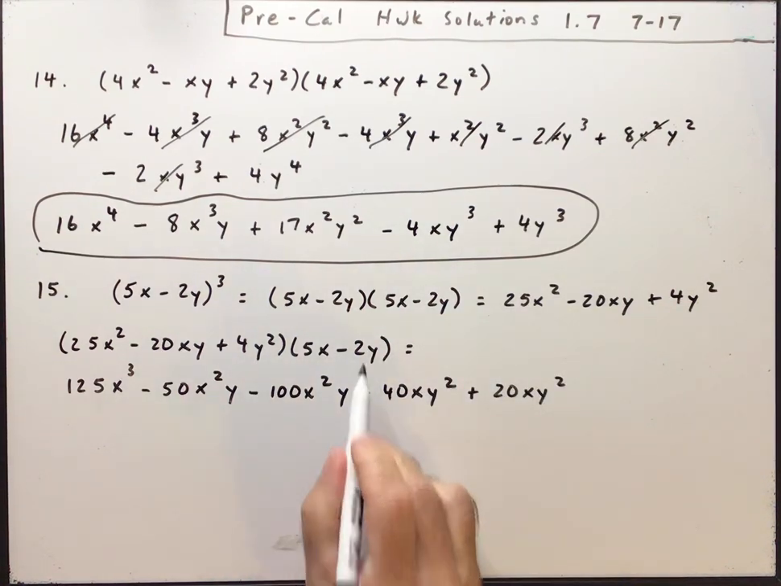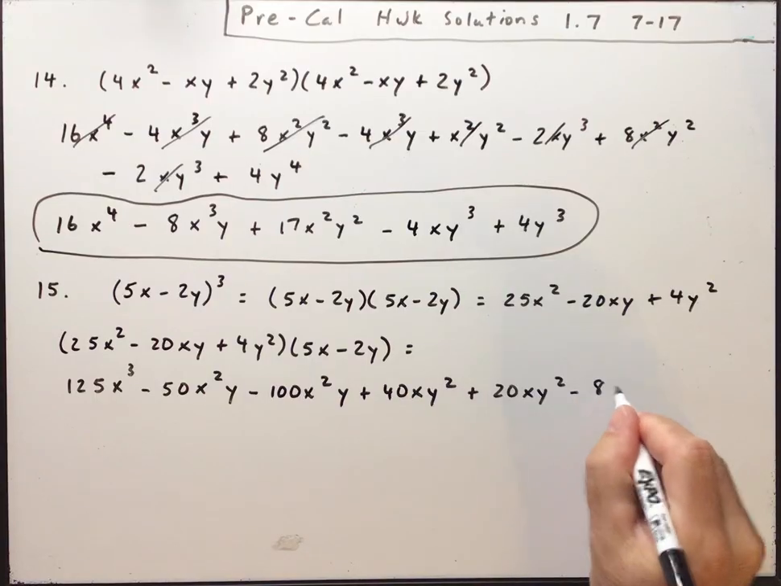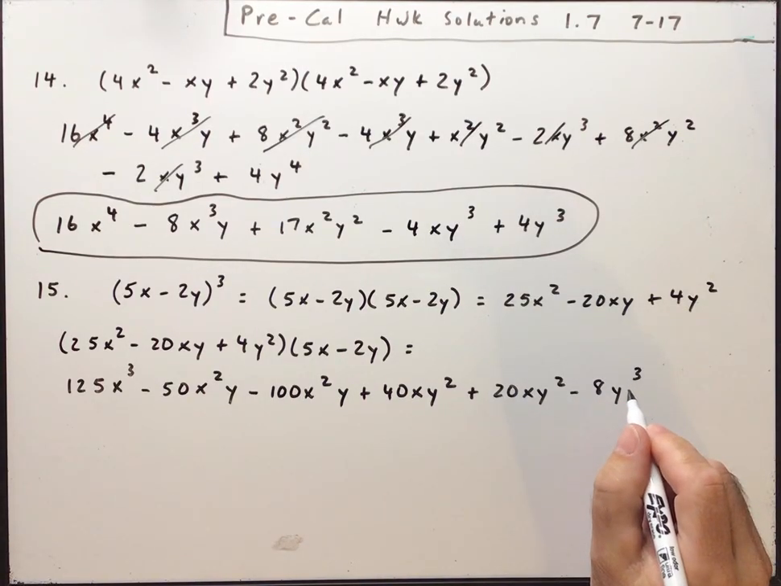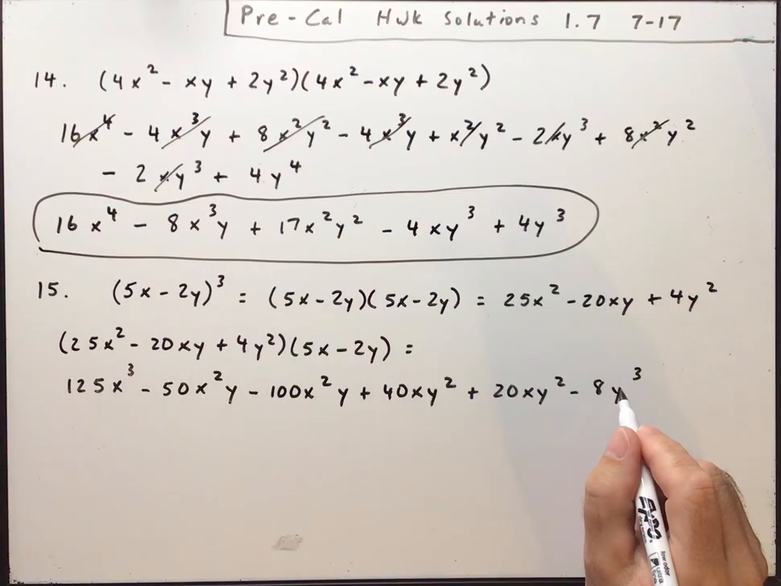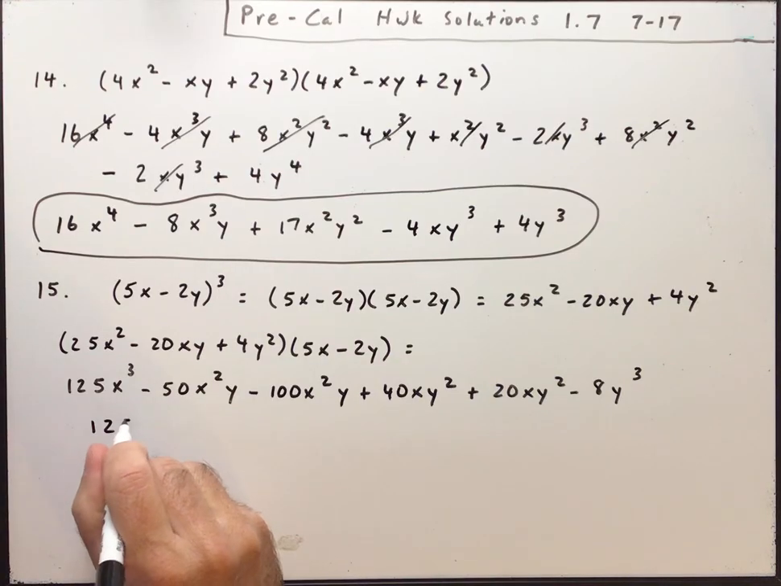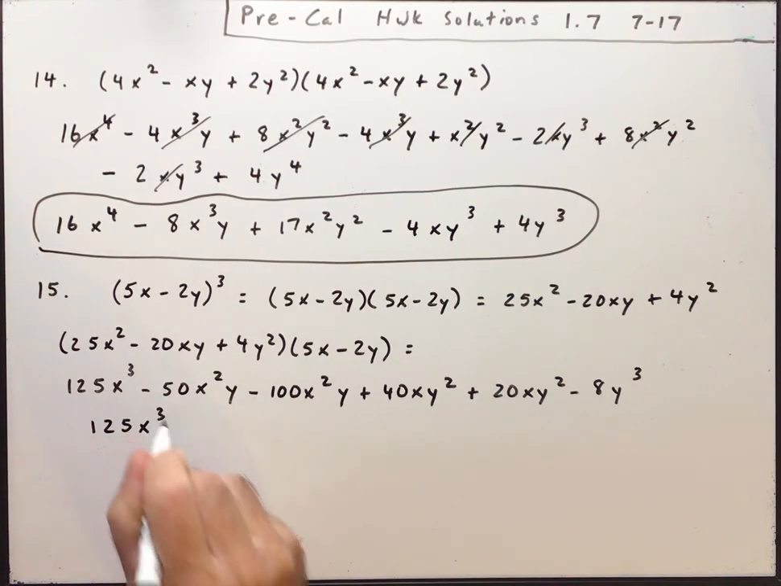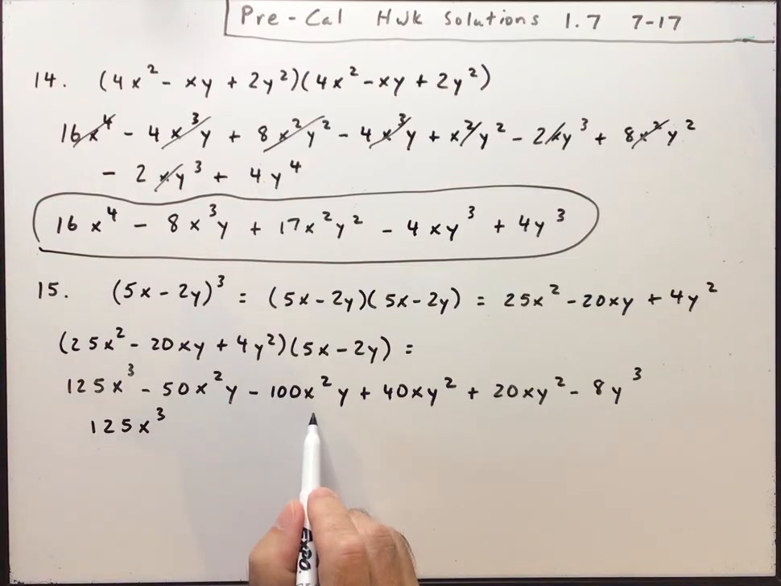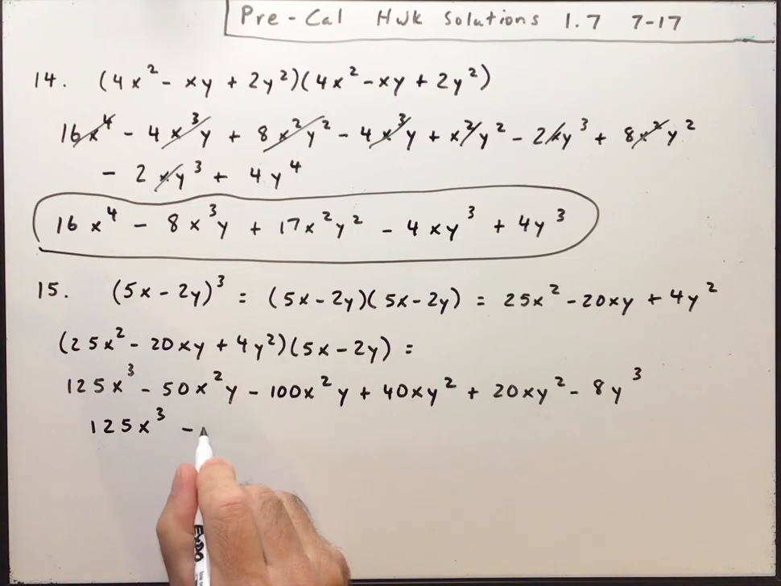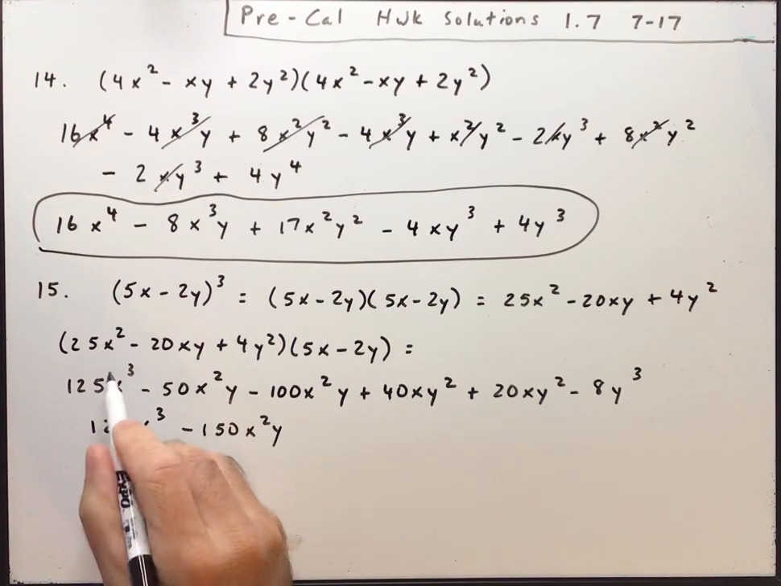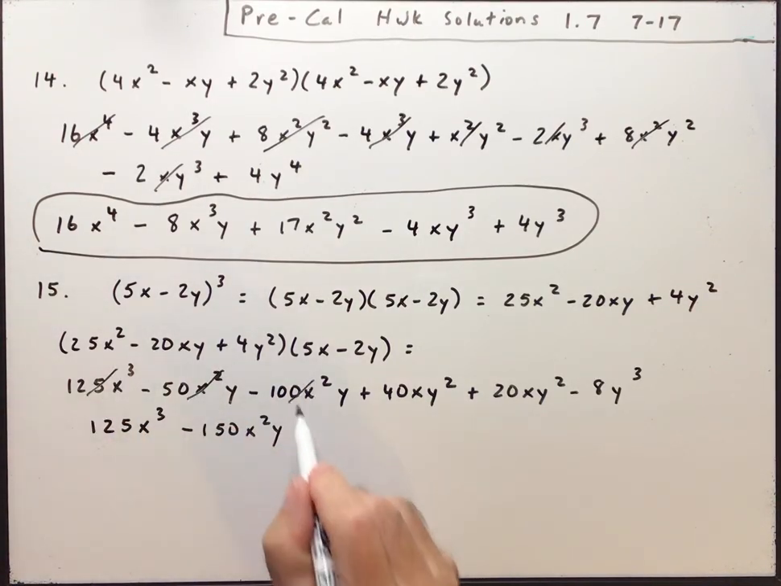And then 4y squared times negative 2y would be minus 8y cubed. Okay, so let's go ahead and combine like terms. Hopefully I didn't make a mistake somewhere. If so, I'll fix it. So we've got 125x cubed, and then minus 50x squared y minus 100x squared y would be minus 150x squared y. All right, so we've combined those.